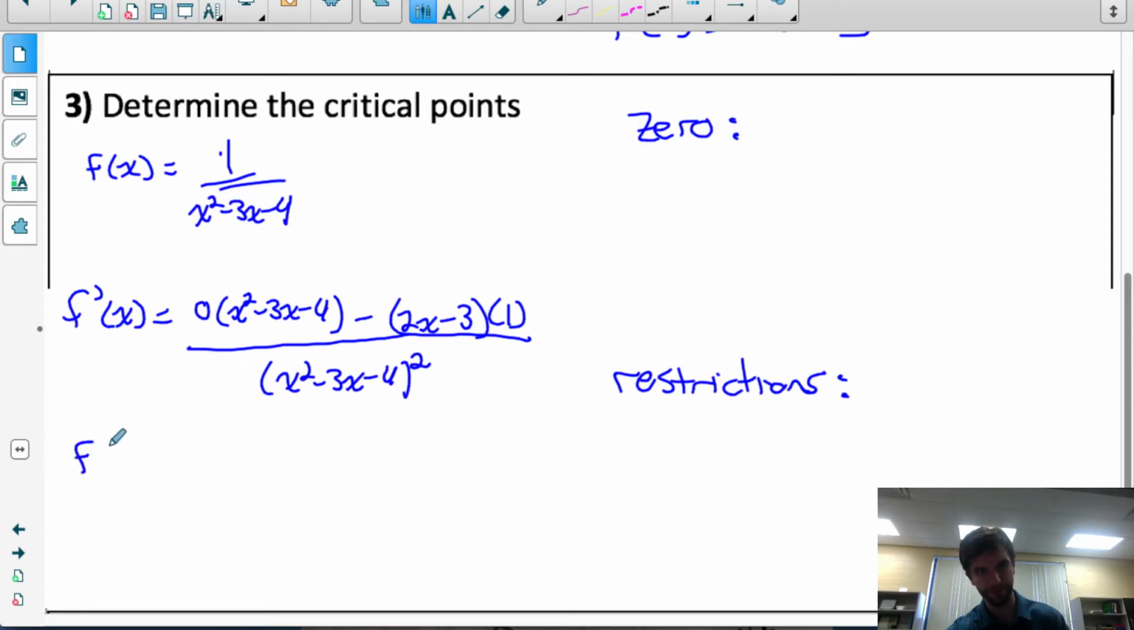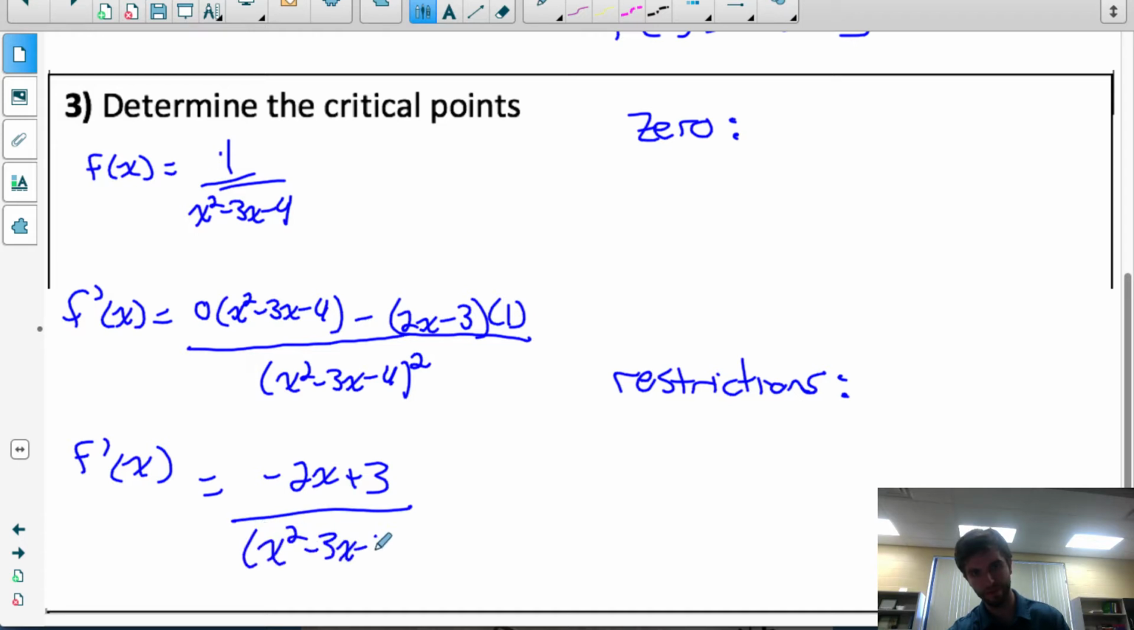And then I'll just simplify the numerator by collecting any of my like terms, right? 0 times that factor, so that's gone. Minus 2x plus 3. So I've got negative 2x plus 3 over my denominator squared. There we go. So that's my derivative.